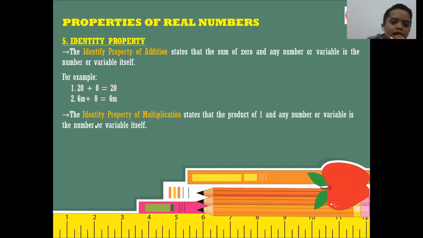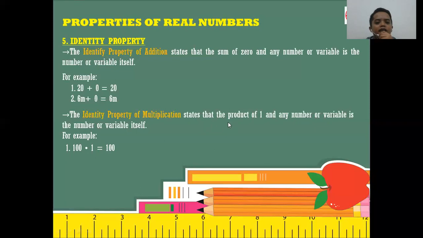How about the identity property of multiplication? It states that the product of 1 and any number or variable is the number or variable itself. For example, 100 times 1. Of course, the result is the number itself. And this 1 here is your multiplicative identity. When you multiply 1 to any number, variable, or expression, it is always the number, expression, or constant.